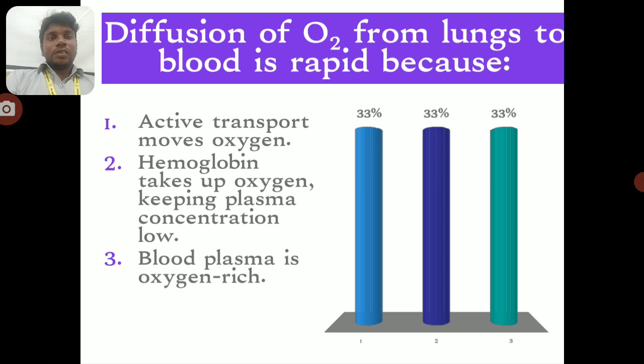Active transport moves oxygen, 33%. Hemoglobin takes up oxygen, keeping the plasma concentration low, 33%. Plasma is oxygen rich, 33%. Both of them equally participate in the respiratory system, 33%.